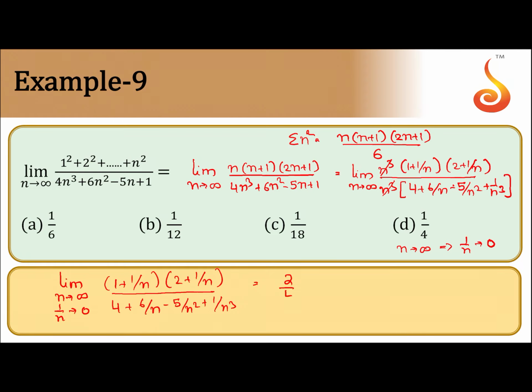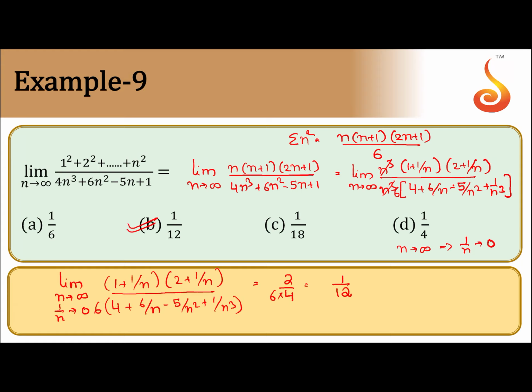This gives the result 2 by 4, and divided by 6, which we have written here. Here 6 will be there and here in the bracket 6 will be there because the formula is n into n plus 1 into 2n plus 1 by 6. If into 6, so this will give you 1 by 12, option B.